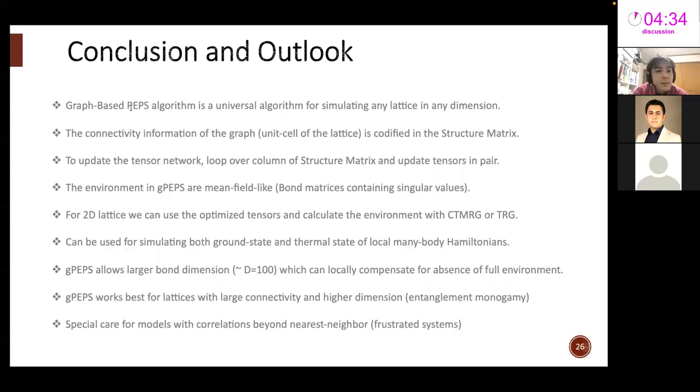The graph-based algorithm is a universal algorithm that you can use for simulating local quantum many-body Hamiltonians on any lattice and in any dimension. For the connectivity information of the lattice, you basically consider a graph which accounts for a translationally invariant unit cell of your lattice, and the connectivity information is codified in the structure matrix, and then you can use this structure matrix to do the simple update and update all of the tensors in your network.